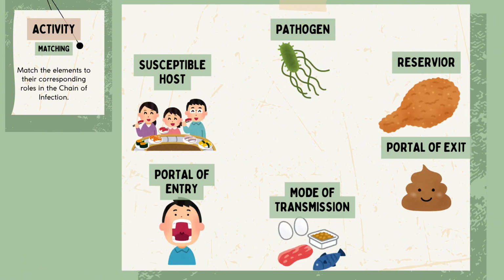Basically, the pathogen is E. coli, the reservoir is the fried chicken, the port of exit is the feces that contaminates the fried chicken, and then the mode of transmission is foodborne. Maybe I should change the slide actually about that. The port of entry is oral, since they're eating it. And then the susceptible host is, of course, the restaurant customers.